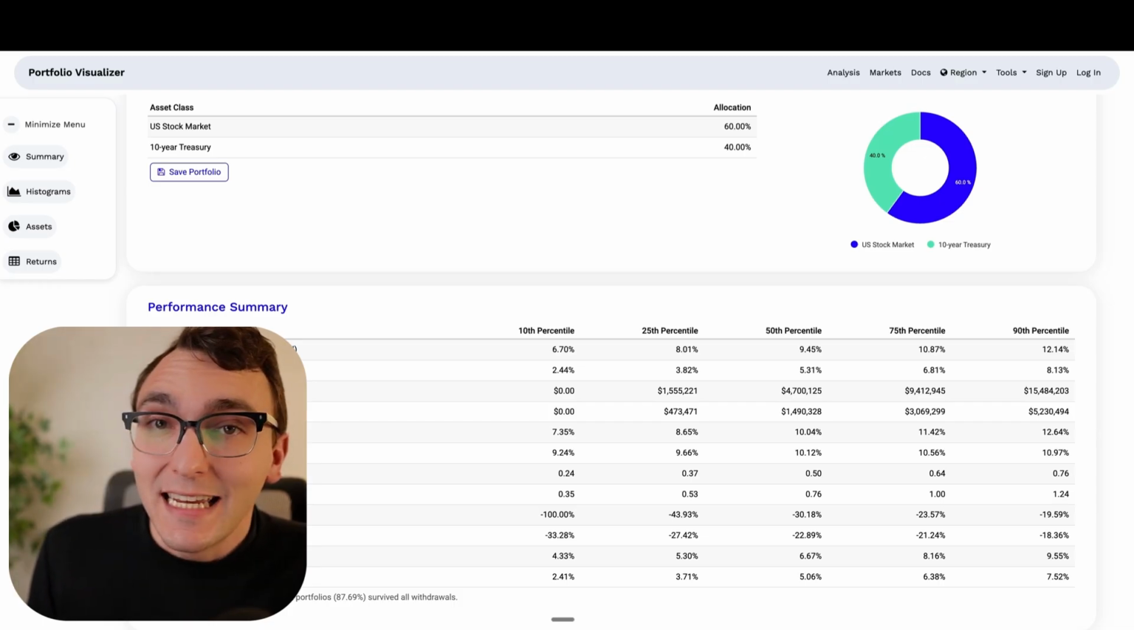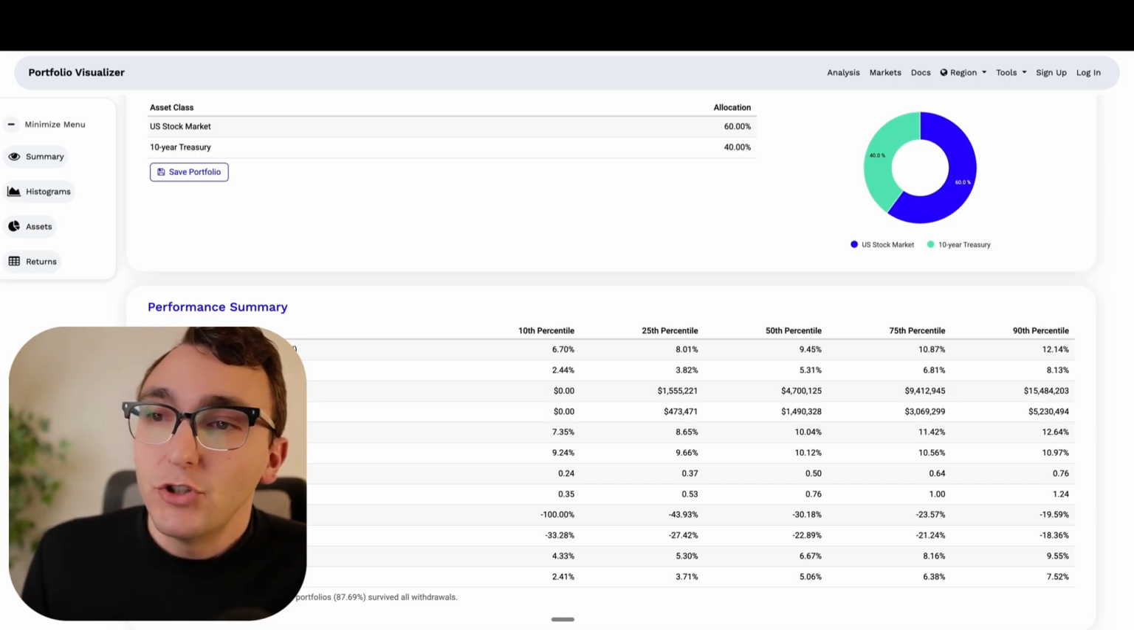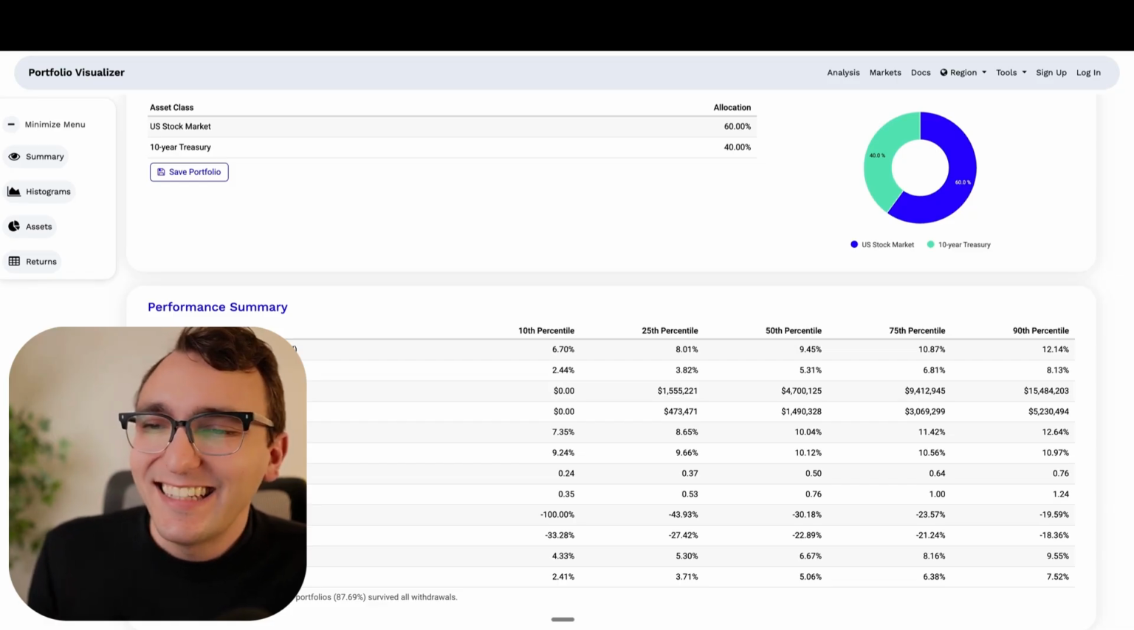The reason being is because when you don't have that fundamental base level understanding of what the model is calculating, if you see a big change in your percentage chance of success, it's going to lead to worry and open you up to that possibility of changing your allocation at exactly the wrong time.